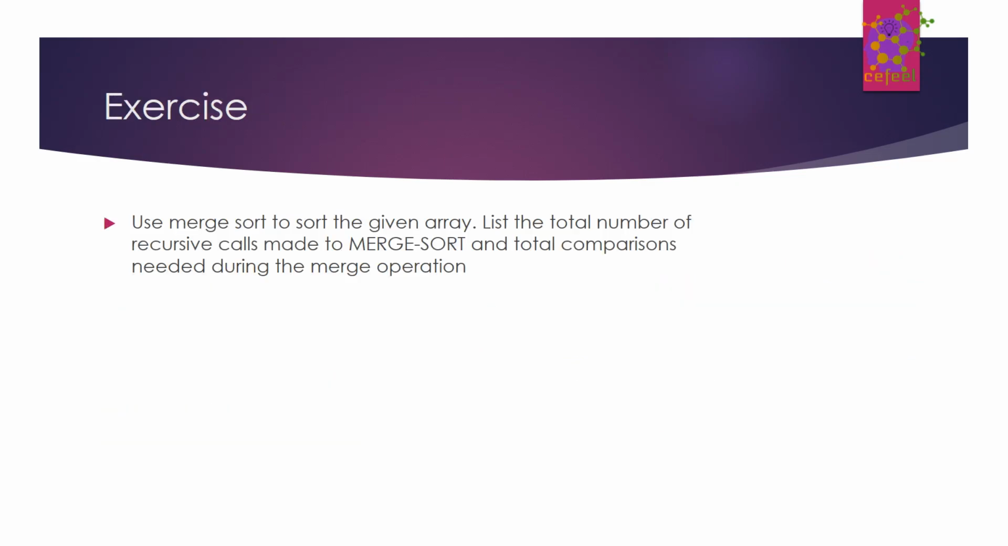Before we end, here is an exercise for you guys to try. Use merge sort and sort the given arrays. List the total number of recursive calls made to merge sort. When we do the recursive calls, if you remember the table that we saw, make a table similar to that and see how many calls we are making to merge sort. And in each of those calls to merge, find out the total number of comparisons that were needed during the merge operation, and list them also.